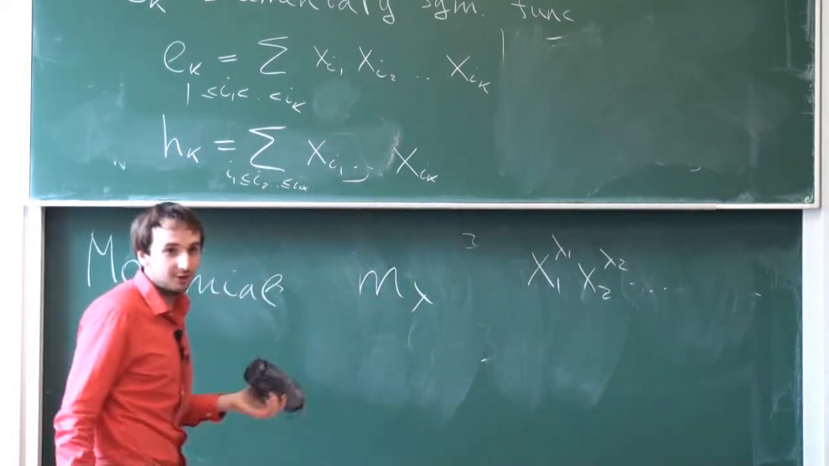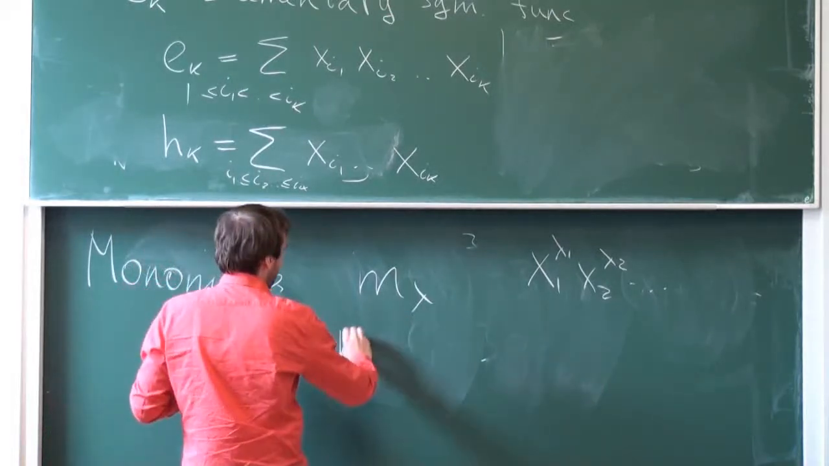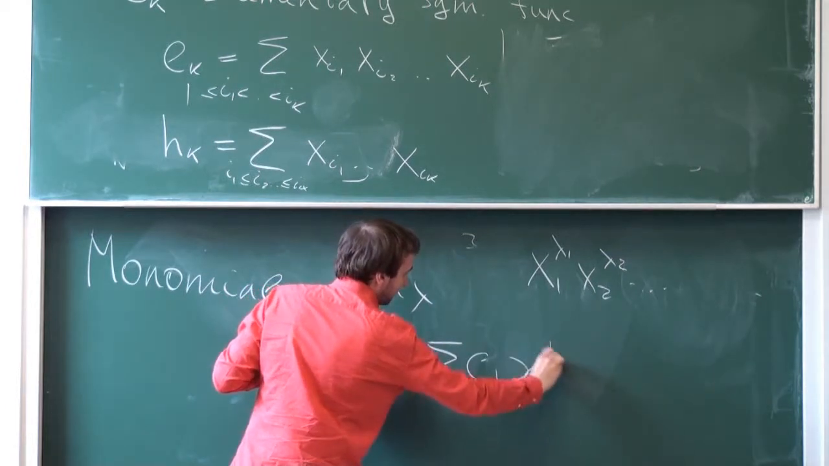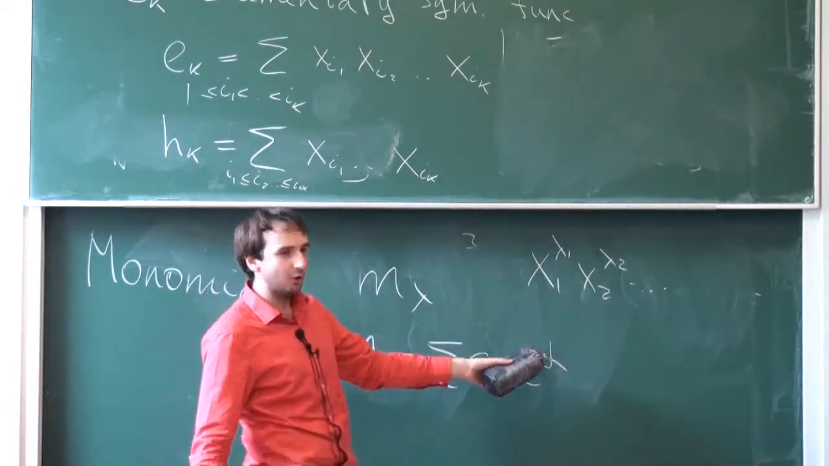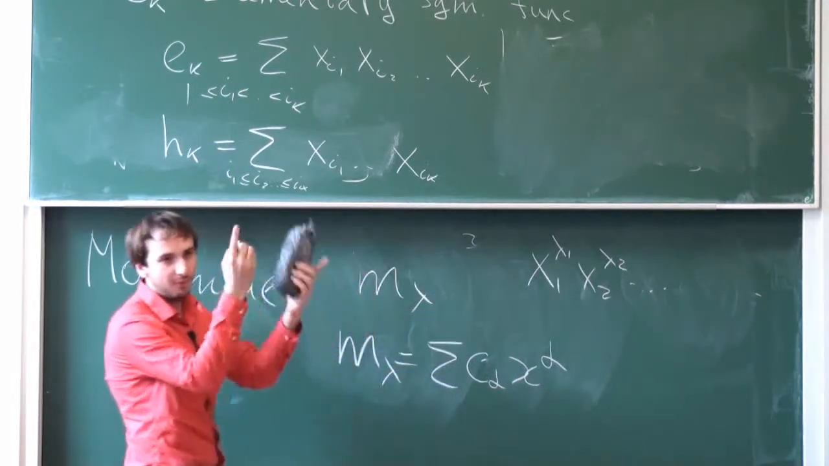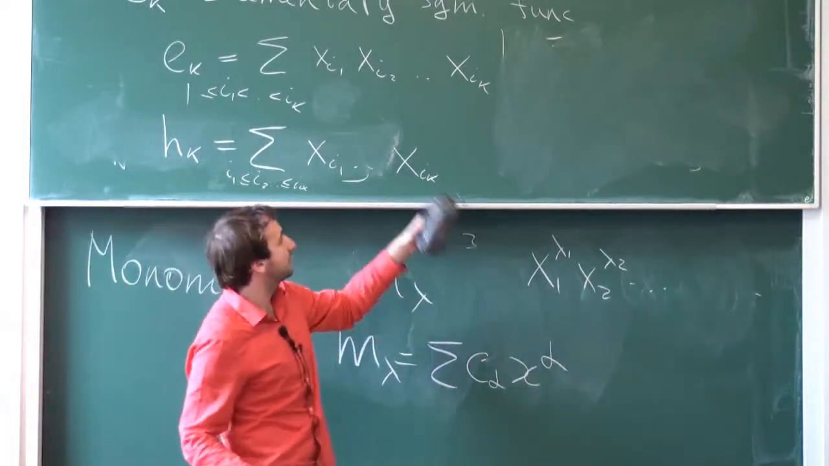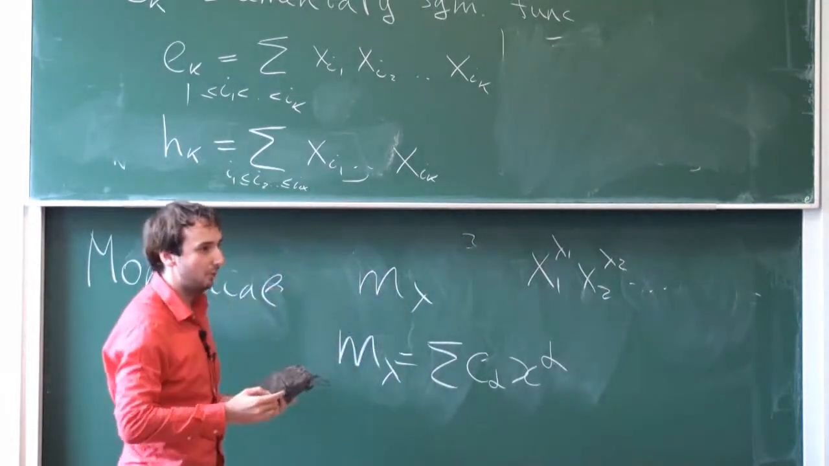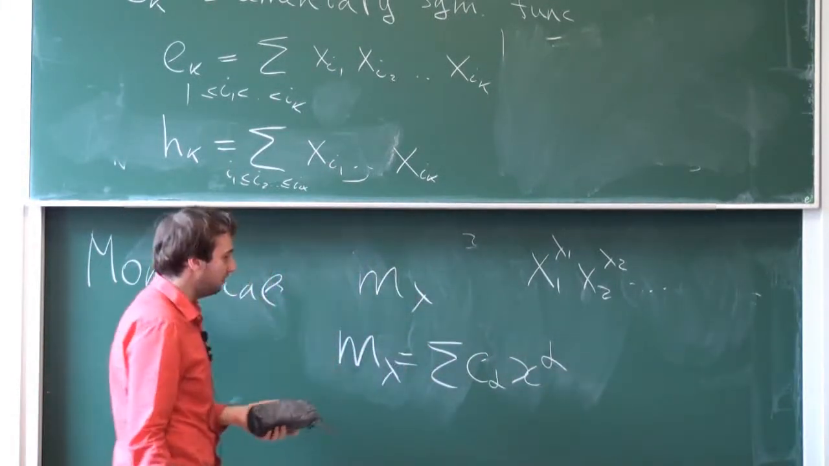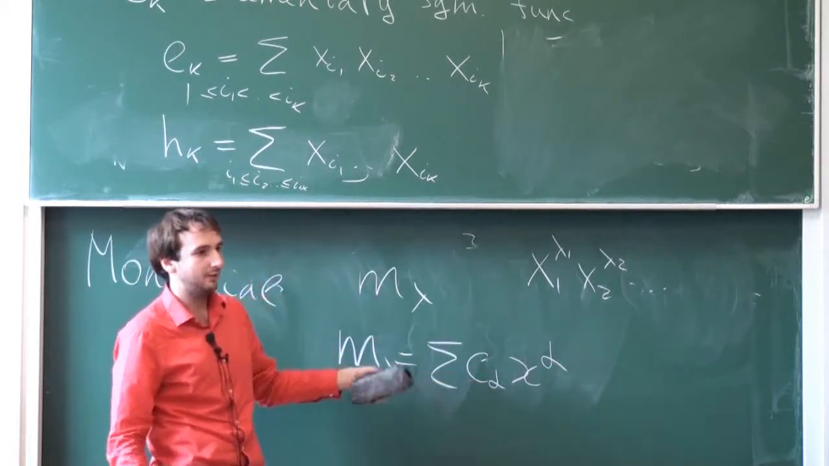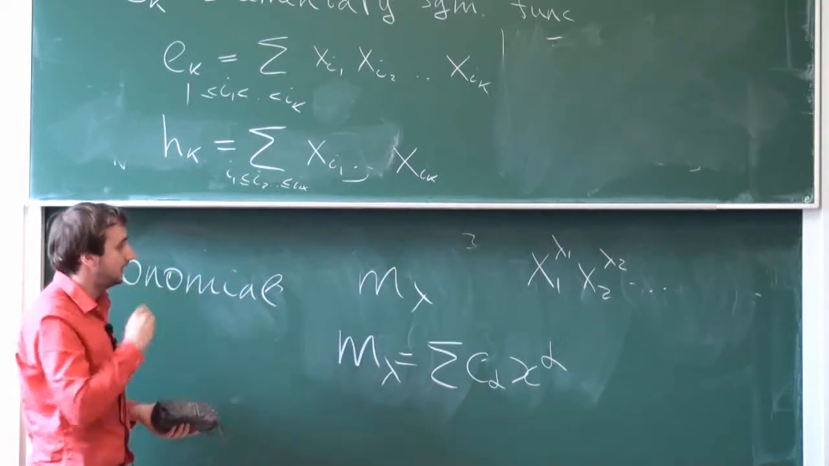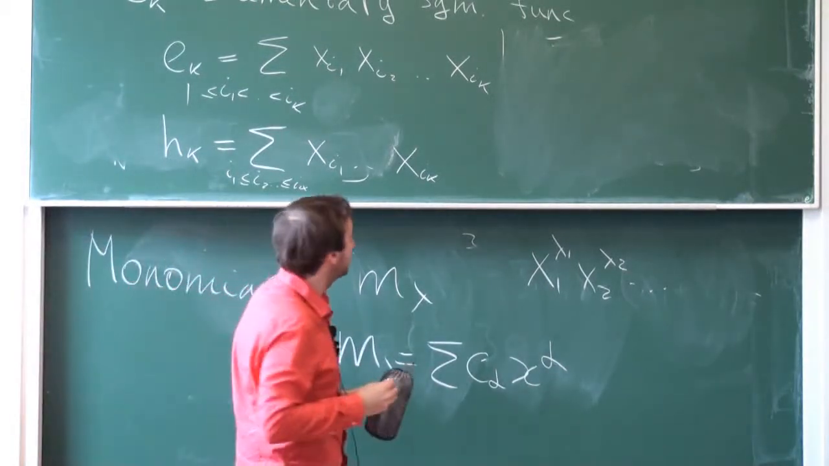More formally, you consider the following thing. You say that m lambda is the sum of c alpha x to the alpha, and the non-zero alphas are only those which are permutations of your lambdas. So you consider all permutations of this partition lambda, permute indices however you want, and sum over all the resulting monomials. So these coefficients are either 0 if alpha is not a permutation of lambda, or 1 if alpha is a permutation of lambda. So these are called monomial symmetric functions.